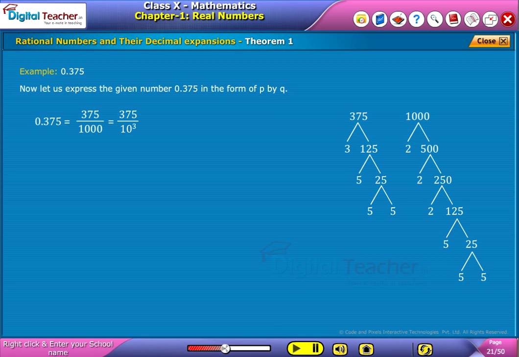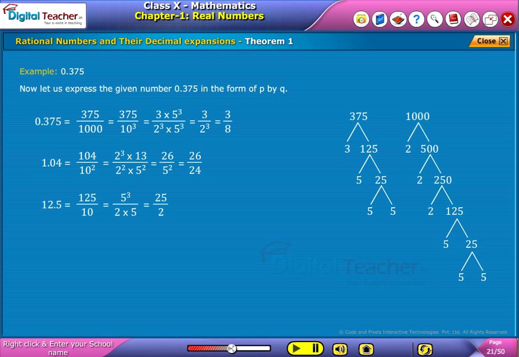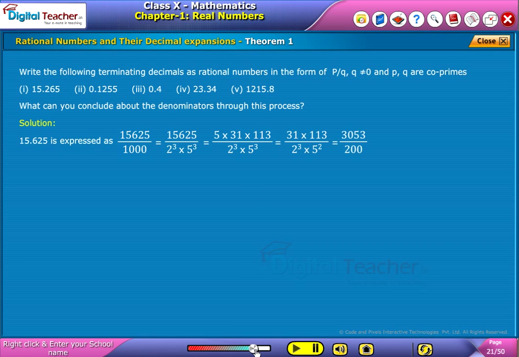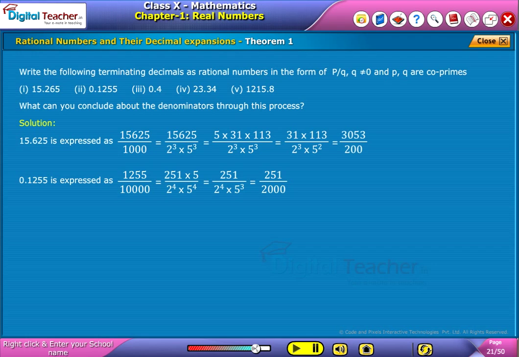By 1000, that is equal to 375 by 10 cube. Similarly, the terminating decimals 1.04 and 12.5 are expressed as follows. Write the following terminating decimals as rational numbers. Solution. 55 and 0.4 is expressed as shown.